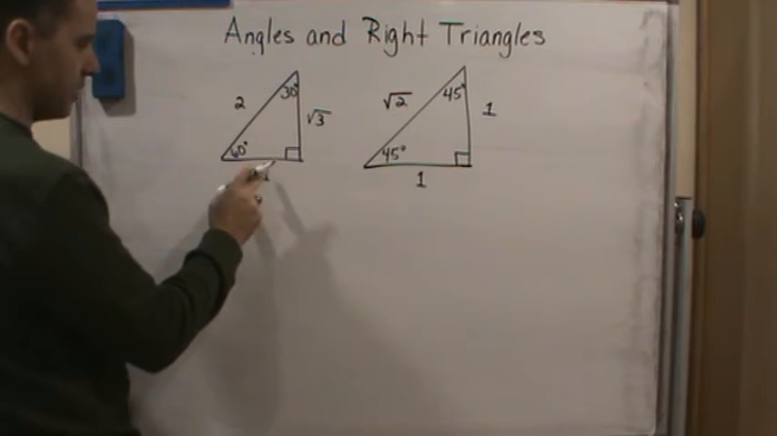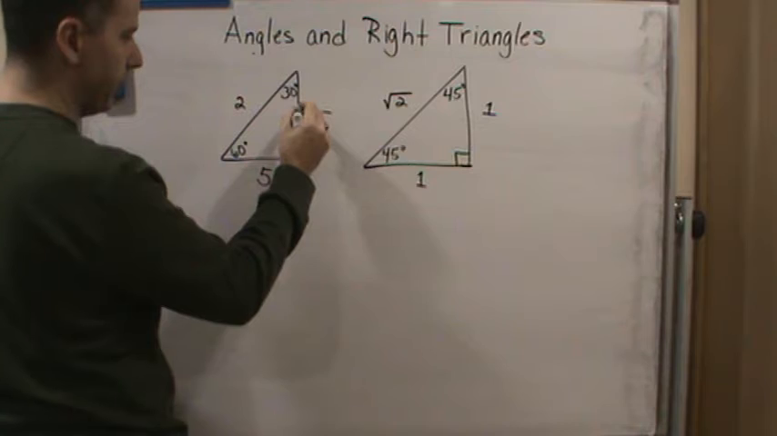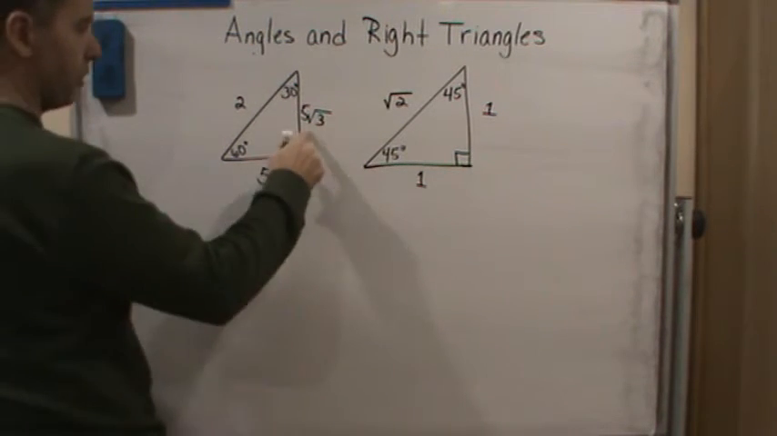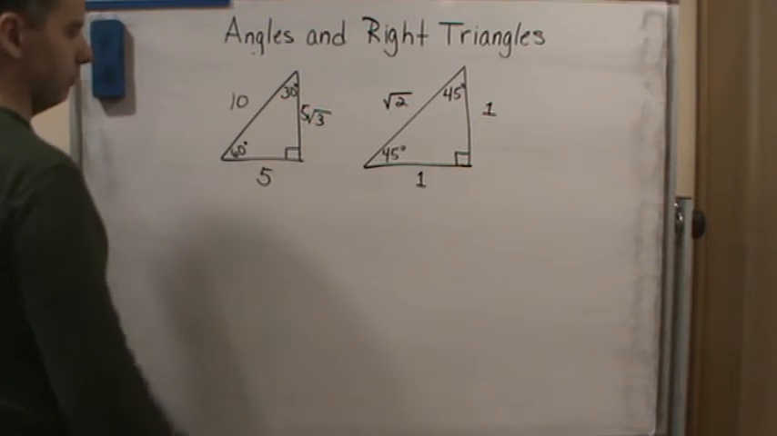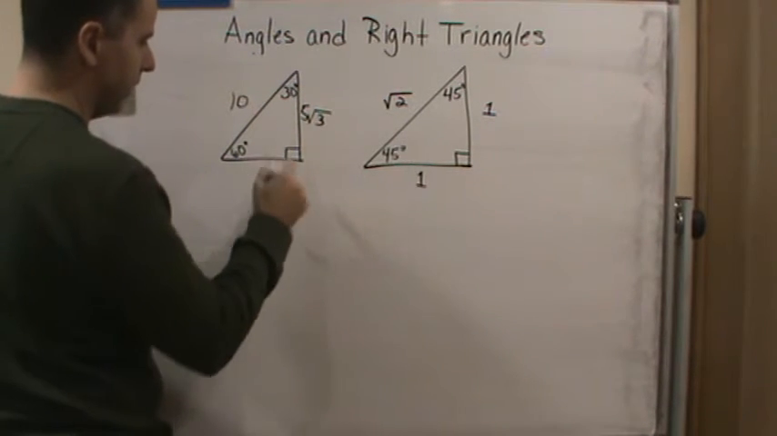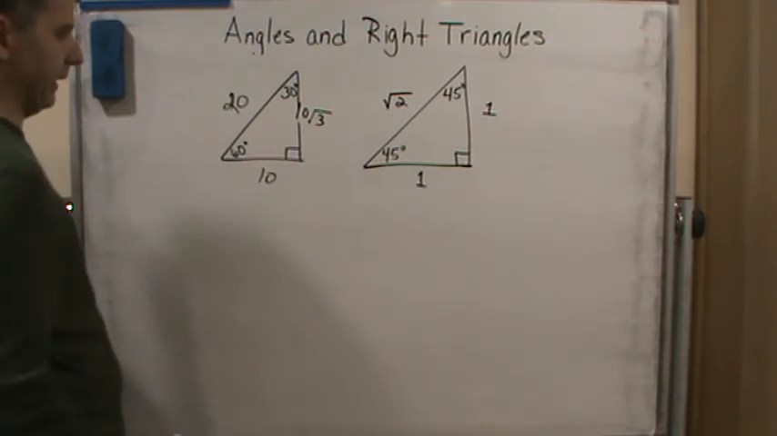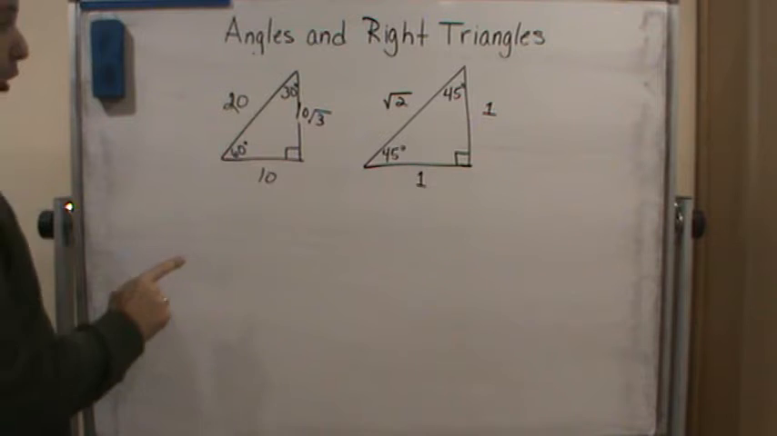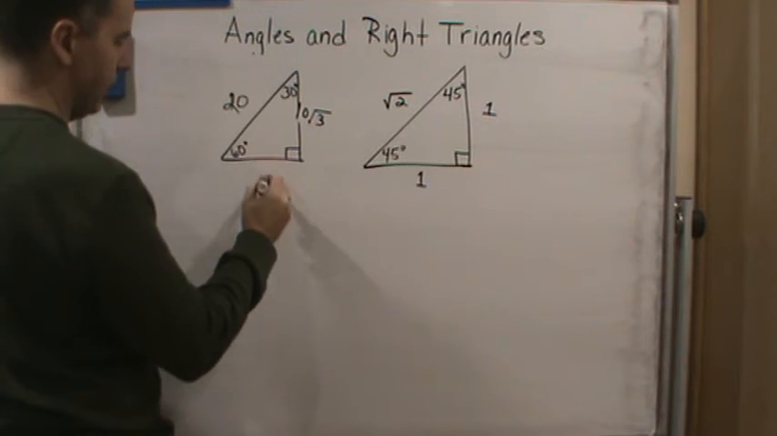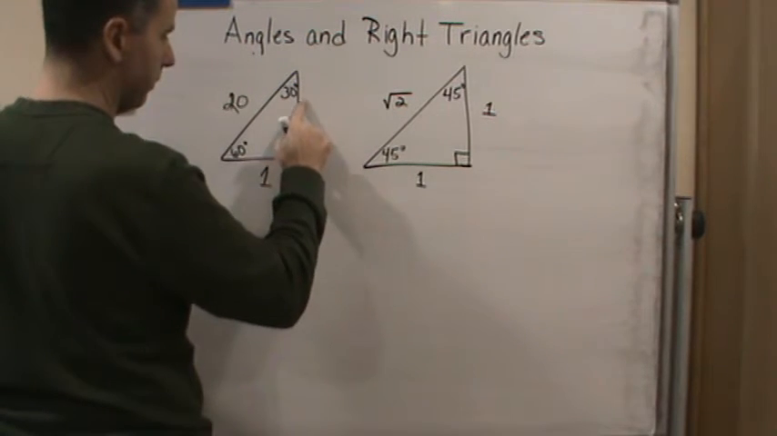For example, if this is 5, then this one would be 5 times the square root of 3, and this one would be 10. Or if this side is 10, then we know this is going to be 10 times the square root of 3, and this is going to be 20. So again, if you know you have a 30, 60, 90 triangle, you know it's going to have this relationship, if you will.